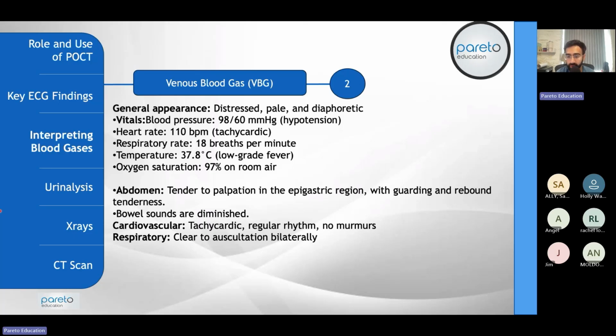You decide to do a VBG. Of course, you're going to be in reality doing lots more investigations than just a VBG, but let's just say for argument's sake, you're just going to do a VBG for now. Does anybody know what the diagnosis could be, by the way, based on this information already?